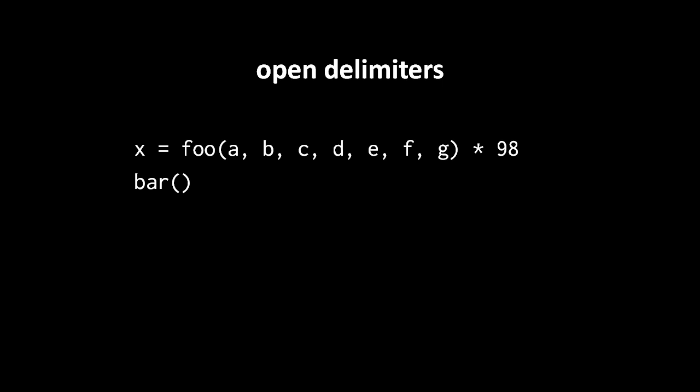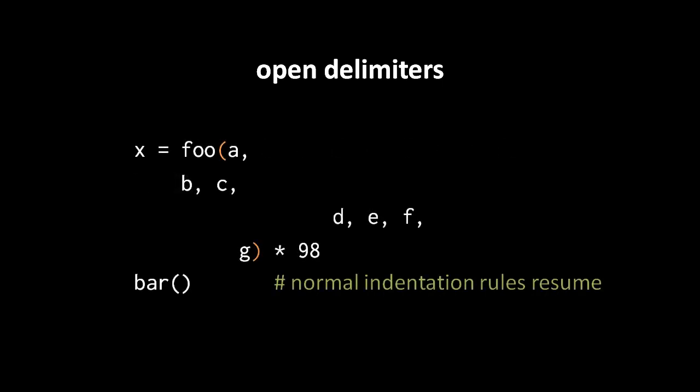So here, for example, if we have this line x equals and then this long complicated call to foo with many arguments, well, we can take whatever is in the parentheses there and spread it onto the succeeding lines however we wish. Only when Python encounters the matching closing delimiter, the end parenthesis here, do the normal indentation rules resume.